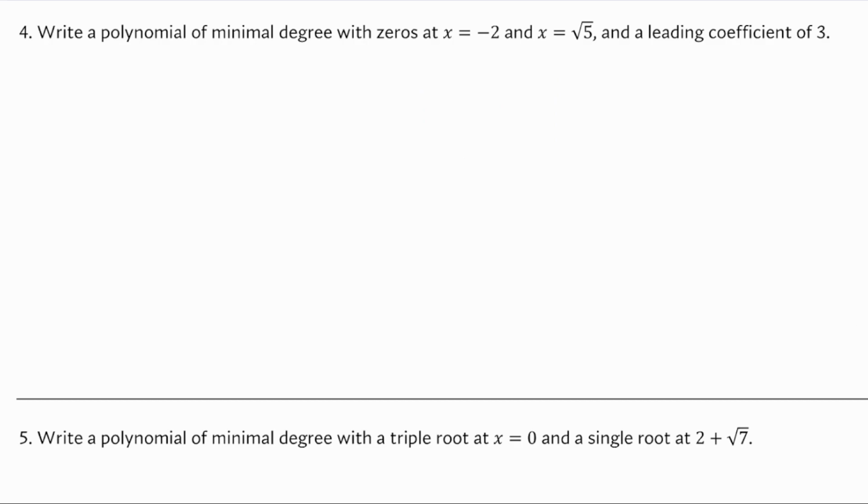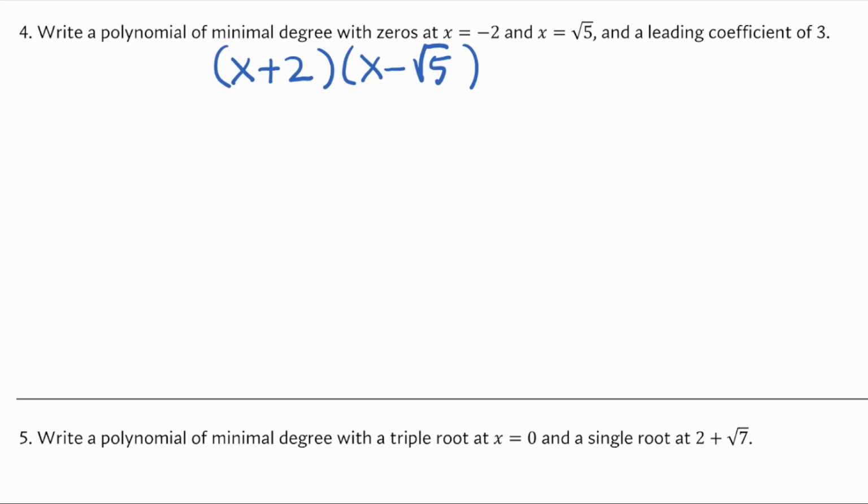On this one, we're going to write a polynomial of minimal degree with zeros at negative 2 and root 5 and a leading coefficient of 3. Okay. Well, if x equals negative 2 is a 0 of the polynomial, x minus negative 2 will be a factor of the polynomial. If x equals root 5 is a 0, then x minus root 5 is going to be a factor.